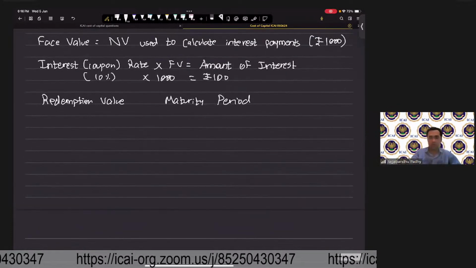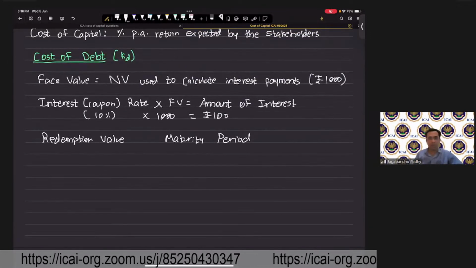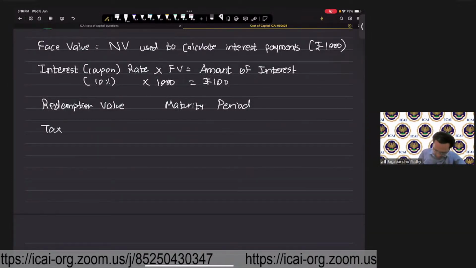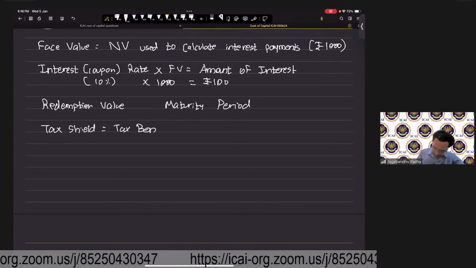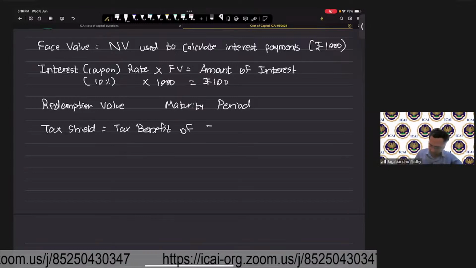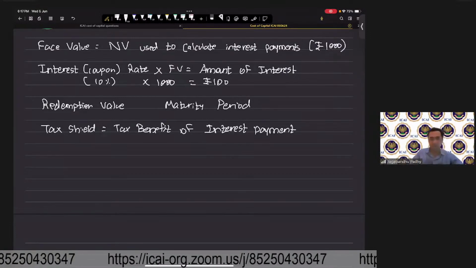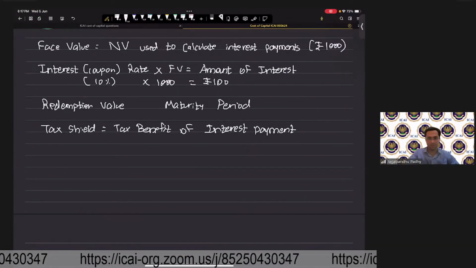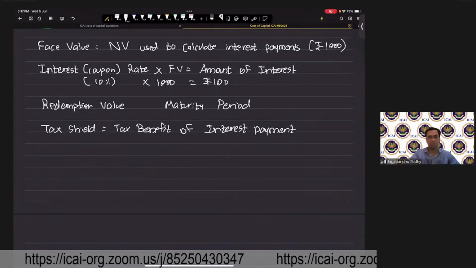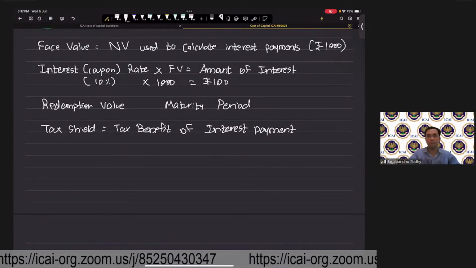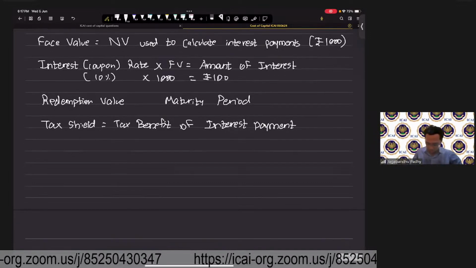Okay, fine. Then one more important aspect that we have in case of debenture is something called tax shield, or we call it tax benefit of interest payment. We have tax shield or tax benefit of interest payment. Let's understand this concept simply.